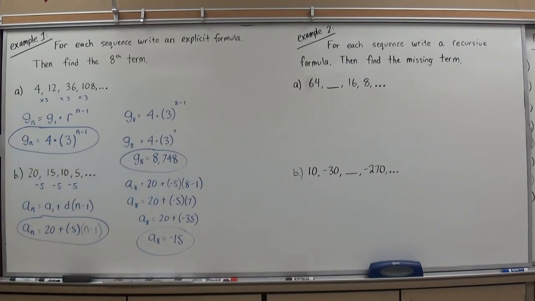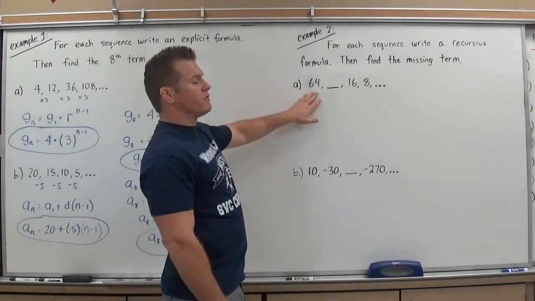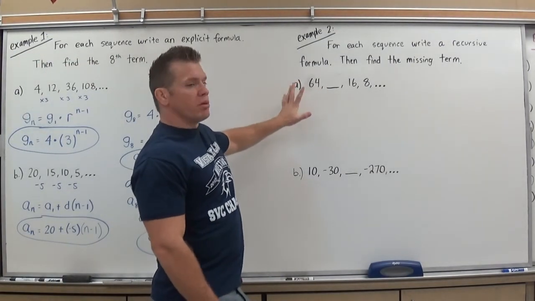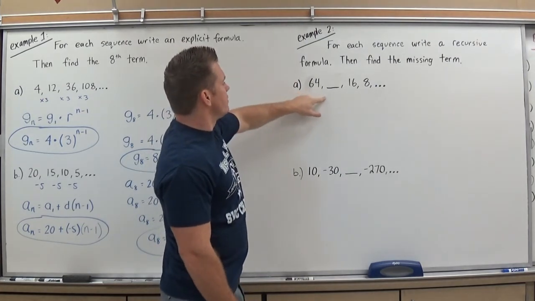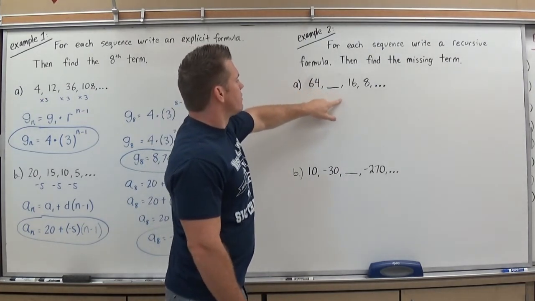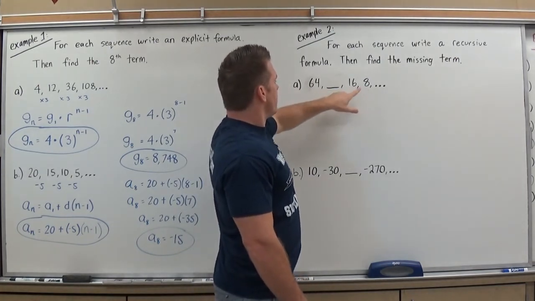Explicit rules can be easier to write as long as you can understand the formula and not get mixed up with the language. It says for each sequence, write a recursive formula, then find the missing term. What's a little tougher here is I need to get a good idea of whether it's arithmetic or geometric, even though I have this blank term.